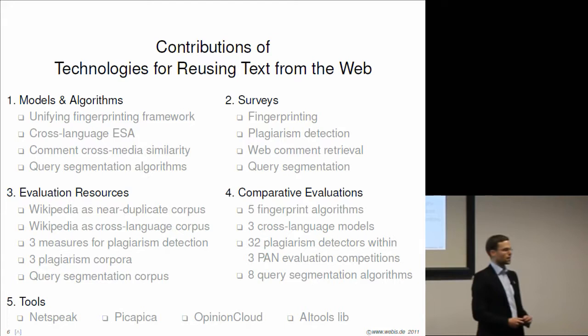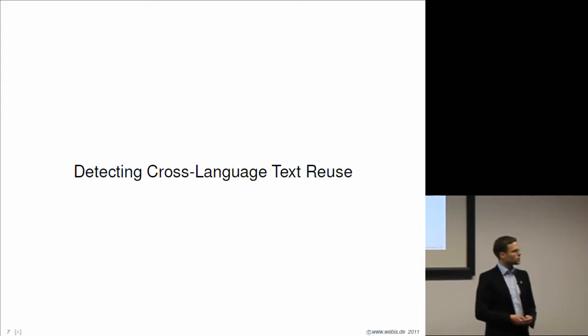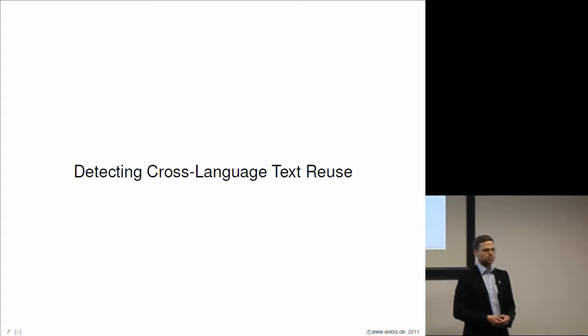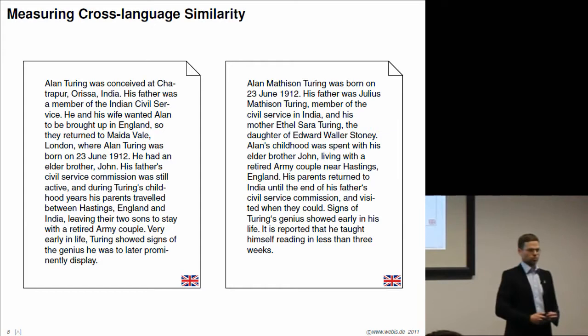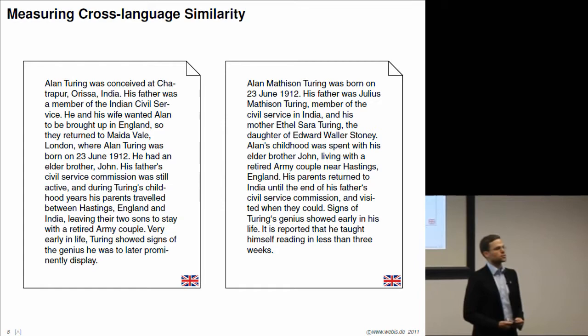Now, I won't present you all of them. It would take me hours to do that. I will just present you a selection of 3 technologies. The first one is about detecting cross-language text reuse. Now, as a start, consider these 2 texts. Both of these texts talk about the childhood and youth of Alan Turing, a famous computer scientist. Both texts, in this case, are written in English. They have the exact same topic. We know that because we can read them and understand this.